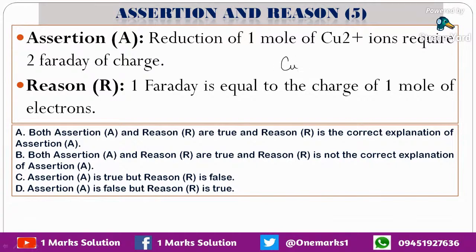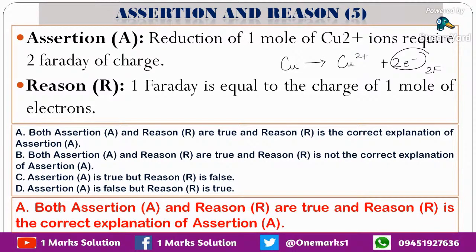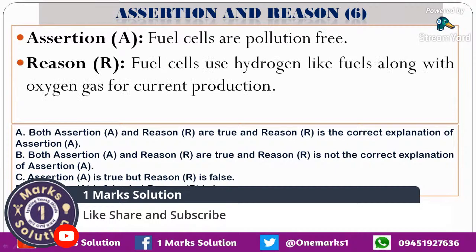Now you also understand that every time copper undergoes a change to copper 2+, it is losing 2 electrons. And if it is losing 2 electrons, the amount of electricity, or the amount of charge, being used is the number of Faradays. So 2 Faraday, and 1 Faraday is equal to the charge of 1 mole of electrons. So again, the answer is that the assertion is true, the reason is also true, and the reason is the correct explanation of the assertion.